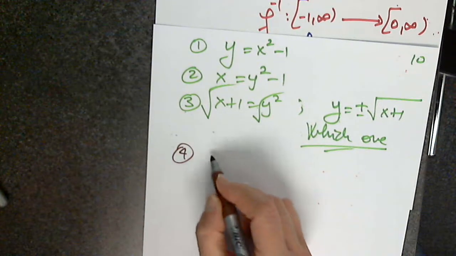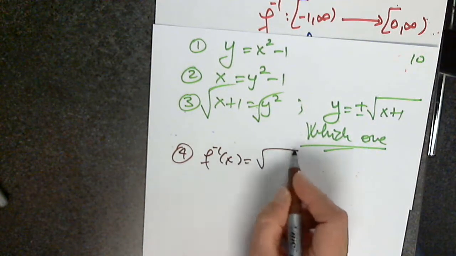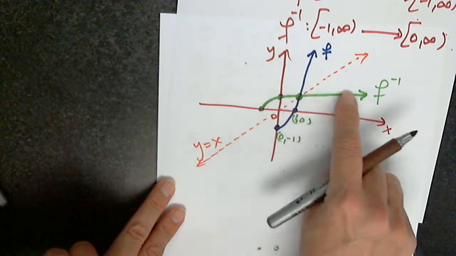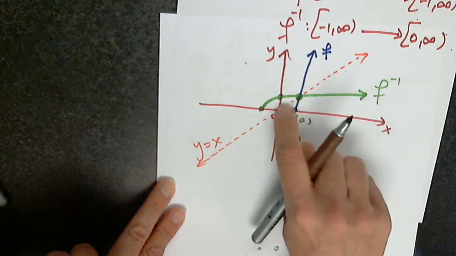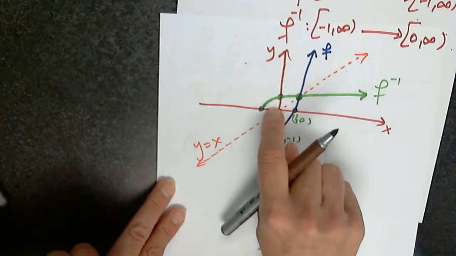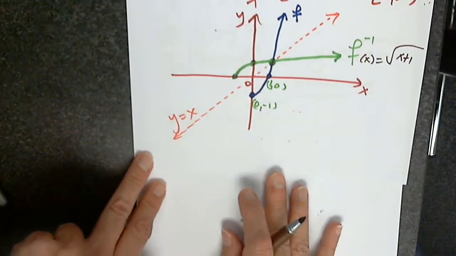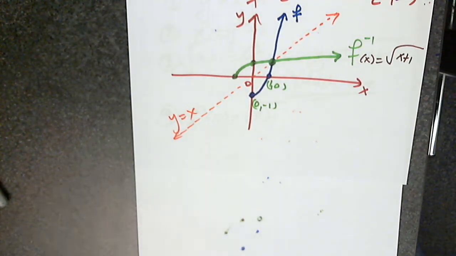So in step 4, f inverse is the square root of x plus 1, which we knew. Is this the square root of x plus 1? Because this is the square root of x moved to the left 1. So this is indeed the square root of x plus 1. Good. What about difference quotient? What about average rate of change? What about graphing a piecewise defined function? Are we okay with those?